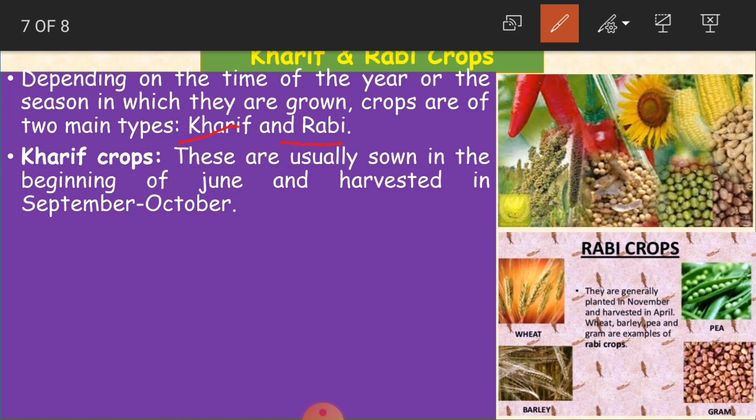Kharif crops are usually sown in the beginning of June and harvested in September and October. See, children, observe carefully here. For Kharif crops, we start sowing the seed in June, and we get the complete crop in September and October. Harvested means the crop is ready, so we cut the crop and store it. It takes this many months for Kharif crops to grow.